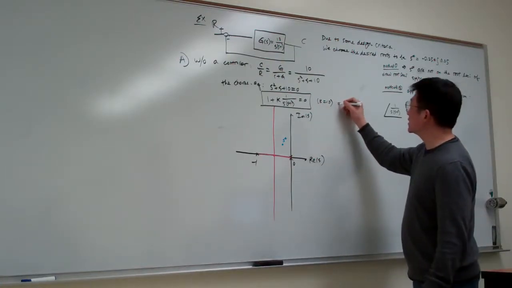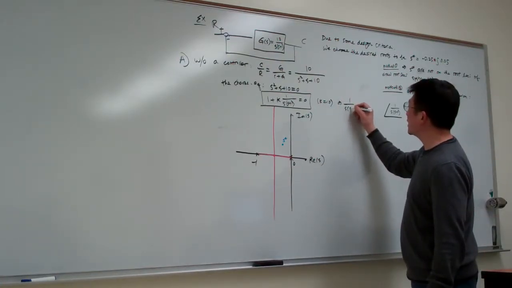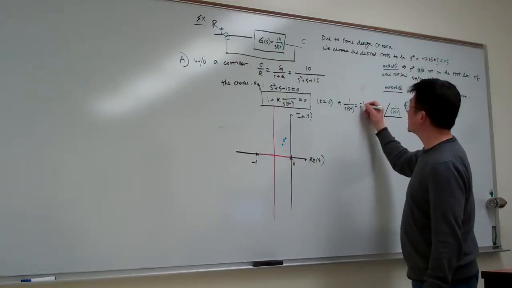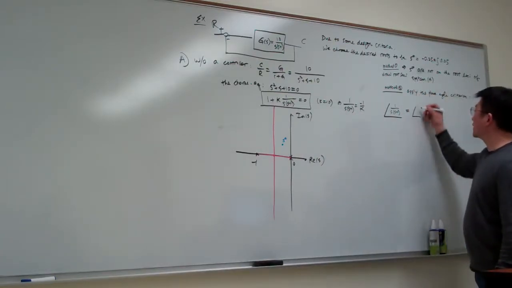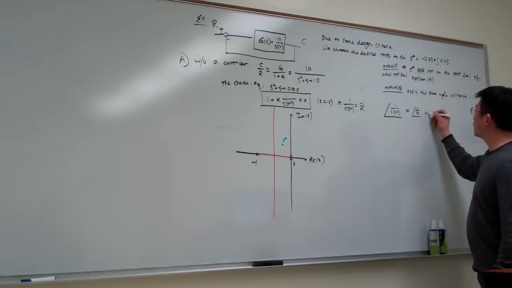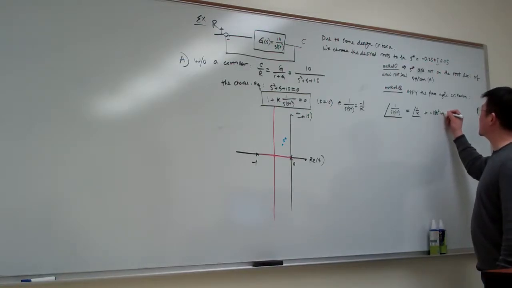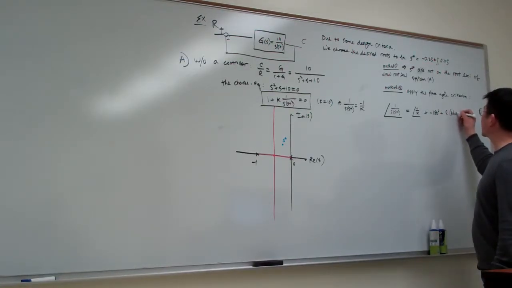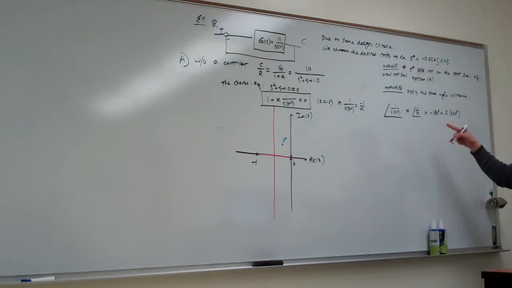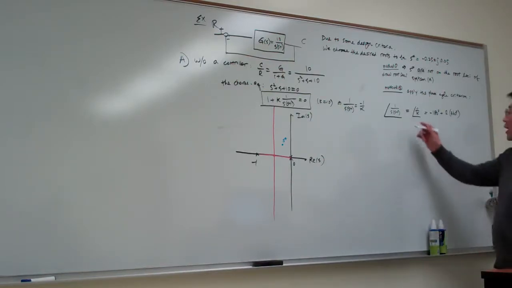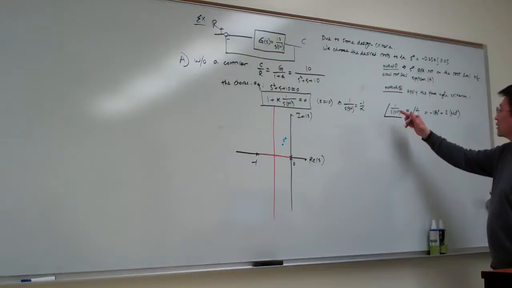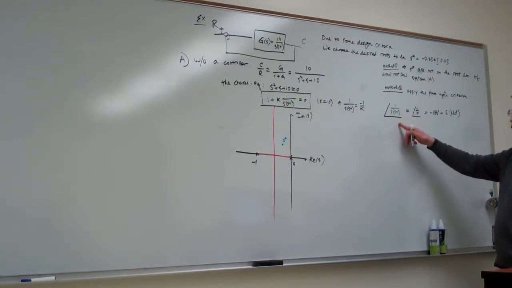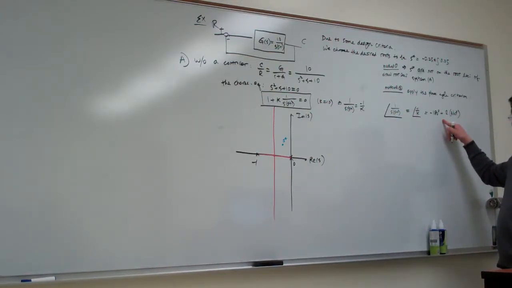So the phase angle of S plus 1 must be equal to the phase angle of minus 1 over K. Let me rewrite: S plus 1 equals minus 1 over K, and that is minus 180 degrees plus L times 360. So that is the phase angle criterion. As long as a point is on the root loci, this equation must be satisfied.